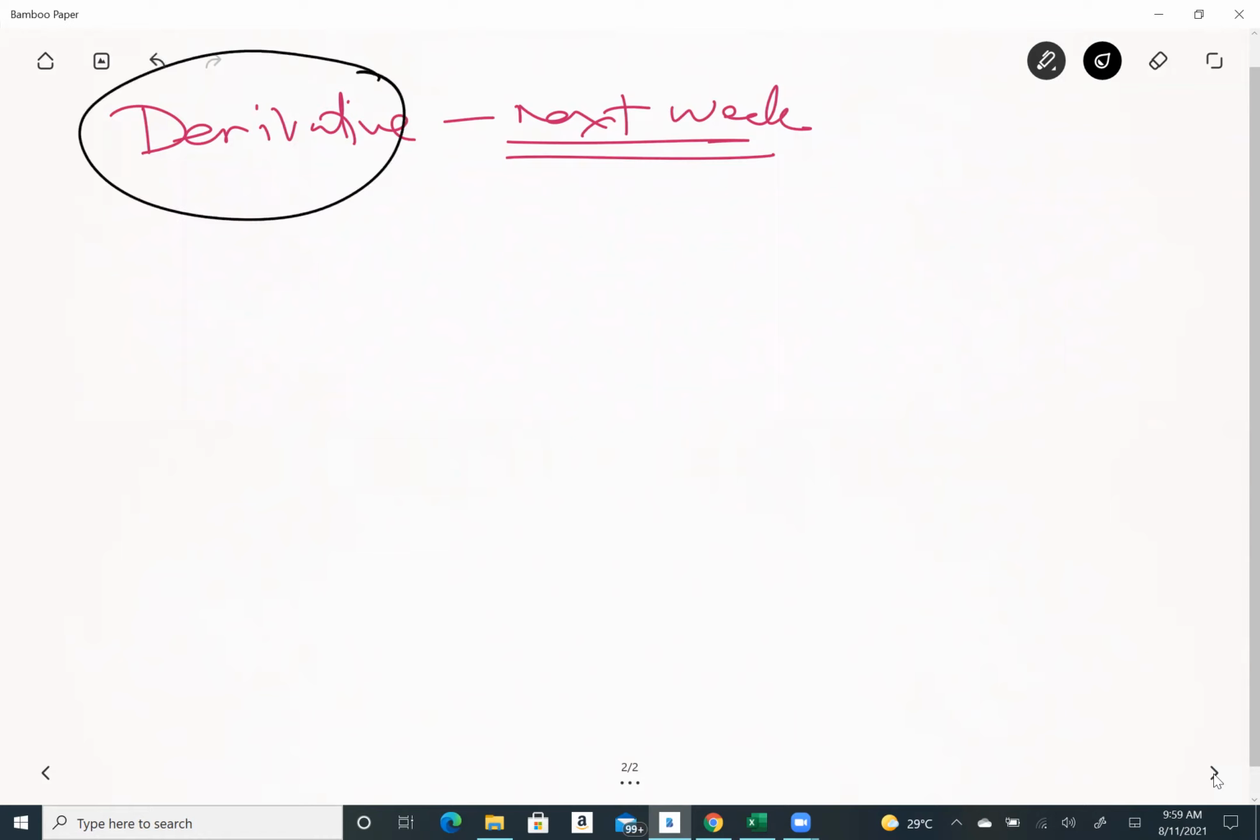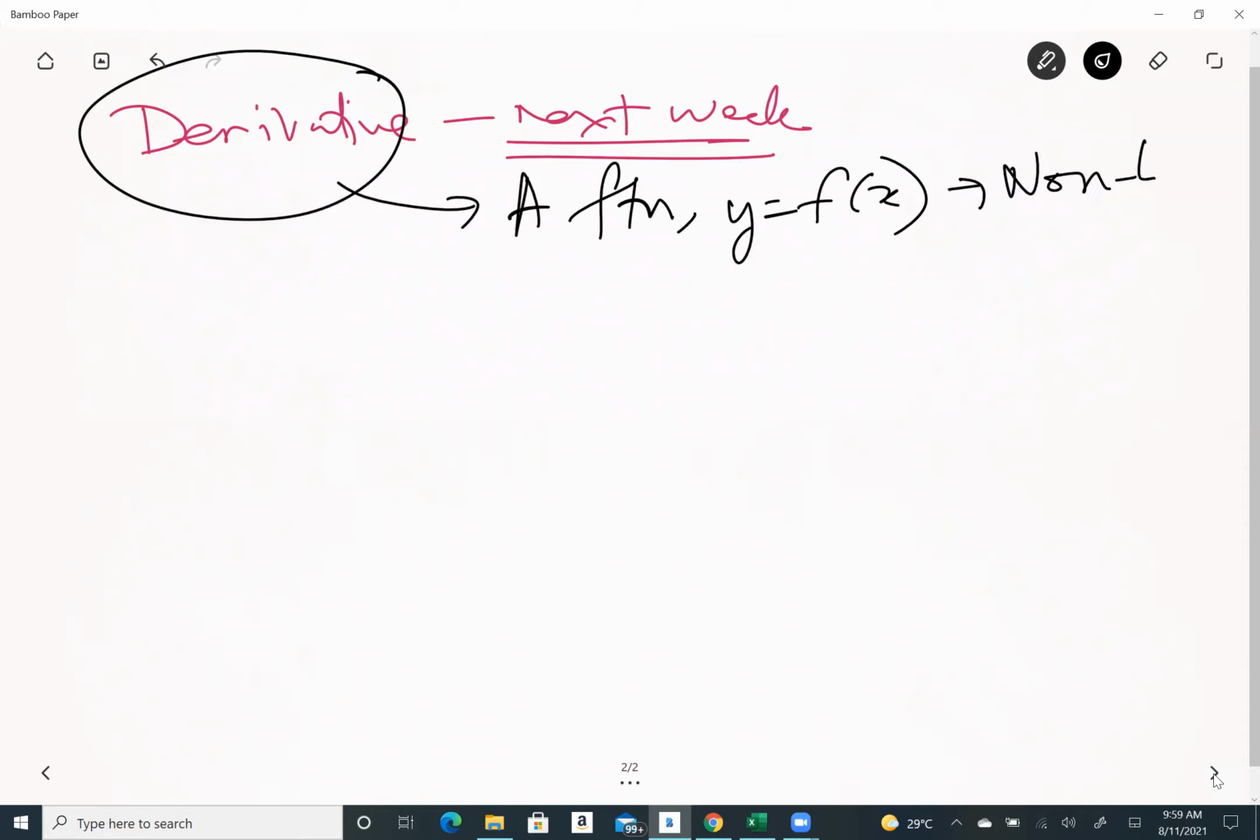Now, derivative of a function. So let's consider a function y equal to f of x. Now we're going to look at a more general type of function, which is non-linear. Linear will also be included, linear and non-linear. Now we start with the linear function, because I said derivative is a concept related to the slope.